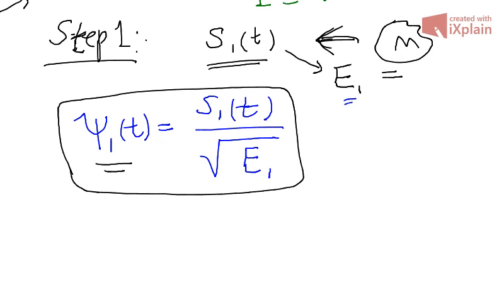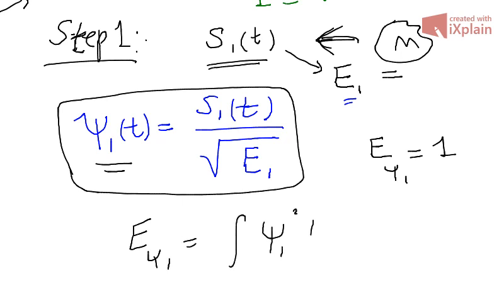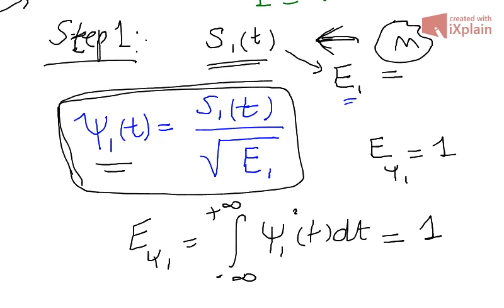Now we can prove here at this point that the energy of psi1 is unity. We can always prove that the energy of psi1 is unity, and the easiest way to find the energy is to just integrate its square, right? This is how we find the energy of a signal. So if you solve this integral, you will get 1, right?